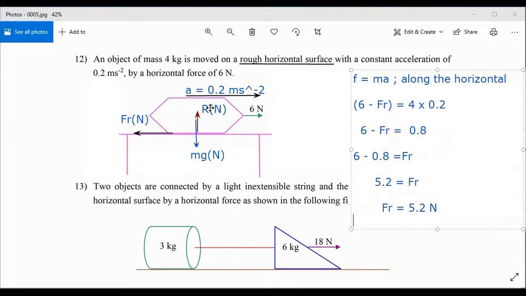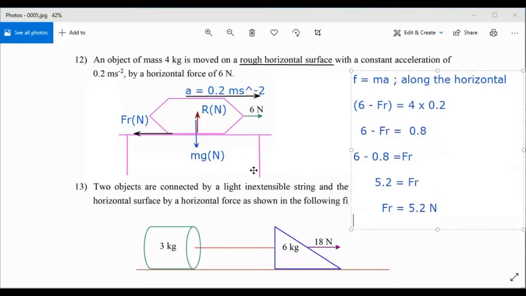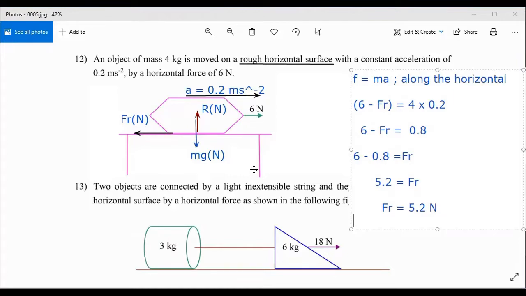Who gives capital R force here? The surface of the table. If R force is larger than mg force, what will happen to the object? The object moves upwards. Very good. If capital R is larger than mg, the object will move up. If mg is larger than R, it will move downward. If R and mg are equal, the object will be at rest.